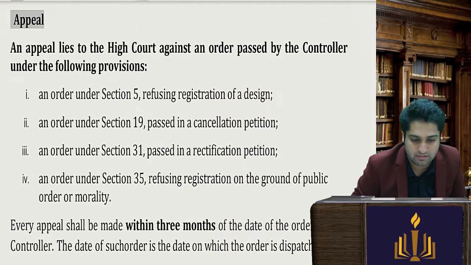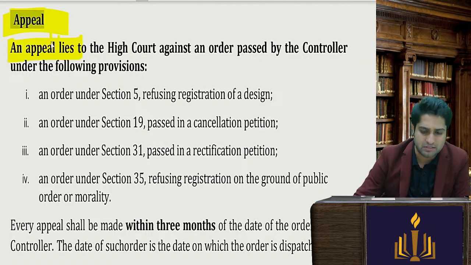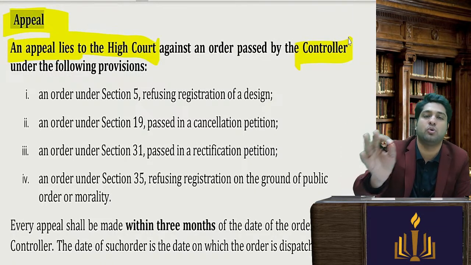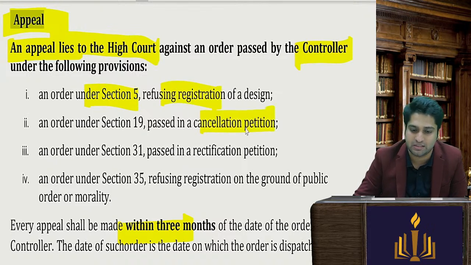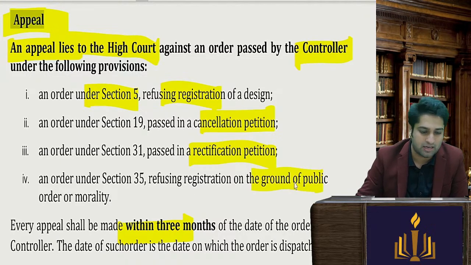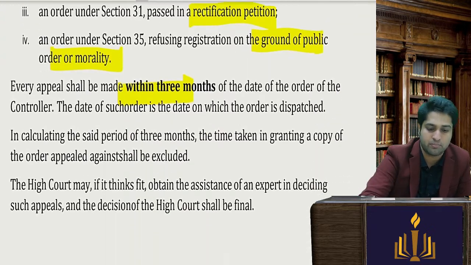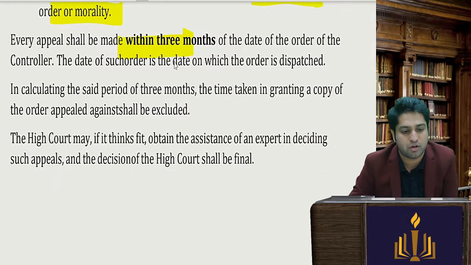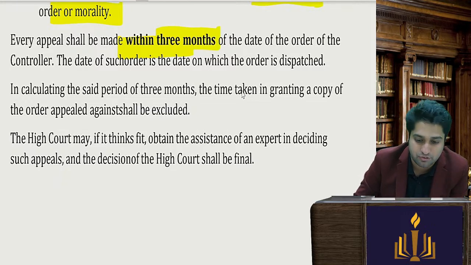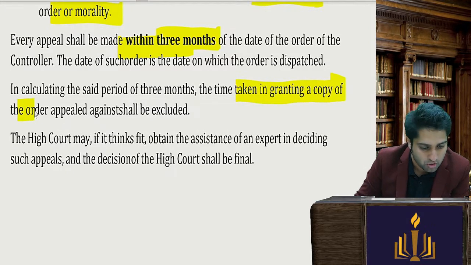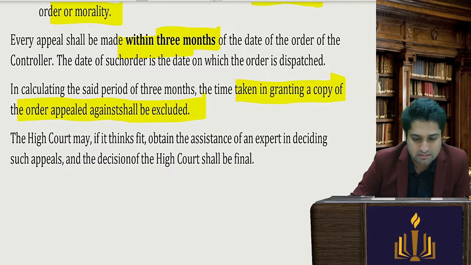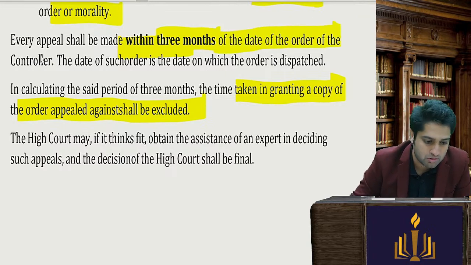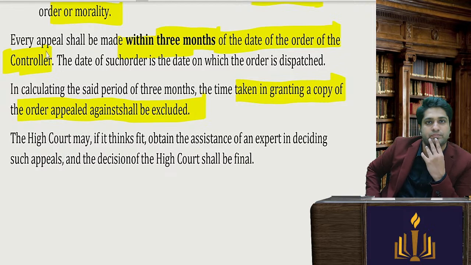Now the question is of appeal. If you are unhappy with the decision of the controller, you have a right to go to the High Court within 3 months. Okay, under any order passed under section 5 for refusing the design, cancelling the petition, rectifying the petition, under section 35 grounds of immorality, anything, you can apply within 3 months. 3 months from when? The time taken in obtaining a copy of the order appealed against shall be excluded. Now see, 3 months from the date on which the order of the controller was got.